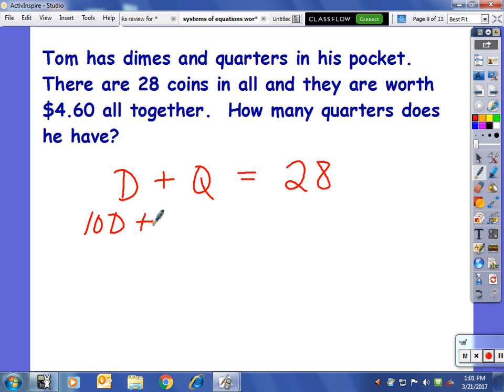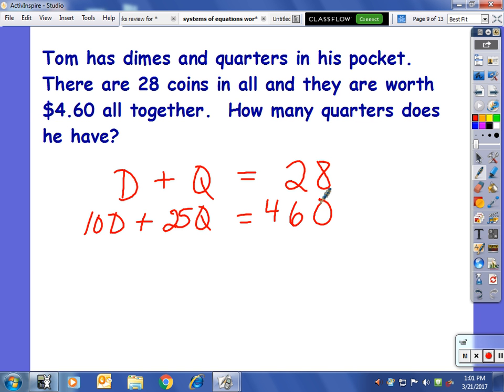0.10D plus 0.25Q equals $4.60. Now, I just went ahead and I moved the decimals all over at the same time that I wrote the equation, if that's okay with you guys. Do you have to do that? No, I just prefer whole numbers. Now, be careful with nickels, though, because guess what kids sometimes write for nickels? 0.5, and then they end up changing it to 50 cents. A nickel is 0.05, so be careful with the nickels.